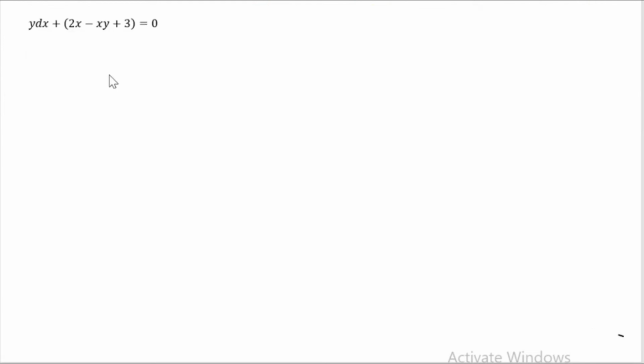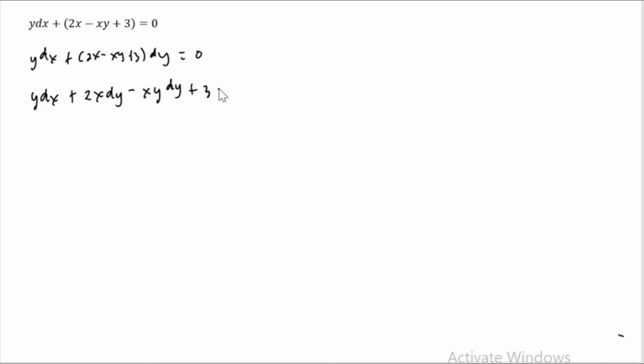So the next problem must be y dx plus the quantity of 2x minus xy plus 3 dy is equal to 0. That's a correction to the problem. There must be dy after the quantity. Now, first thing that I'm going to do is use the distributive property to remove the quantity there of dy. Now we have y dx plus 2x dy minus xy dy plus 3 dy is equal to 0.